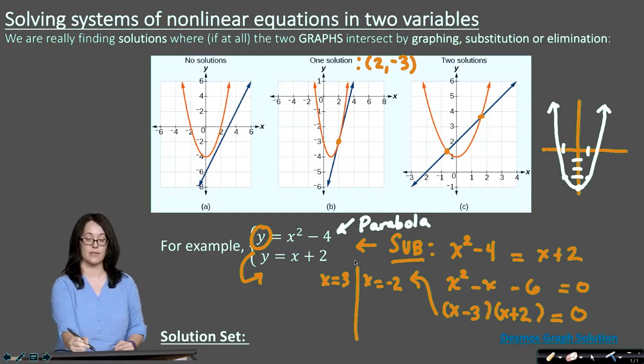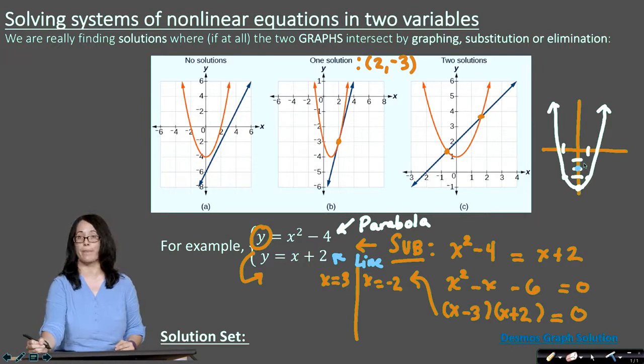On the other hand, the line y equals x plus 2 would have a y-intercept of 2 and a slope of what? 1. Good. Up 1, right 1. Up 1, right 1. And you keep going. Down 1, left 1, etc. You'd end up getting something like this as your graph.